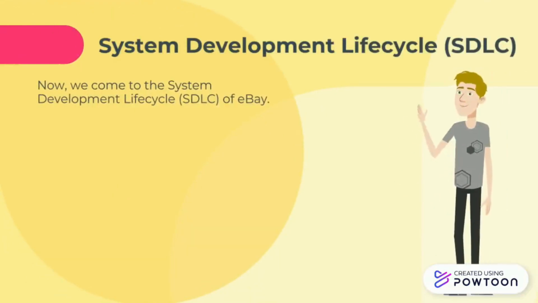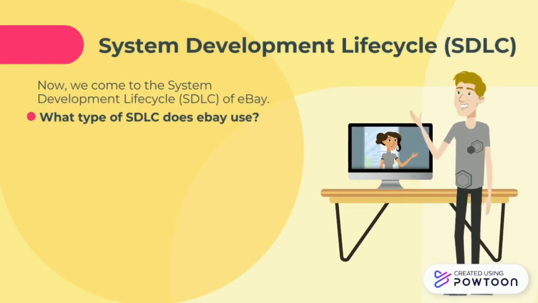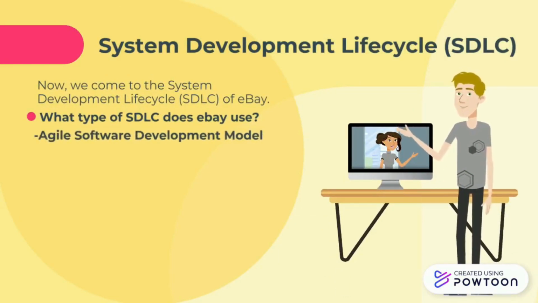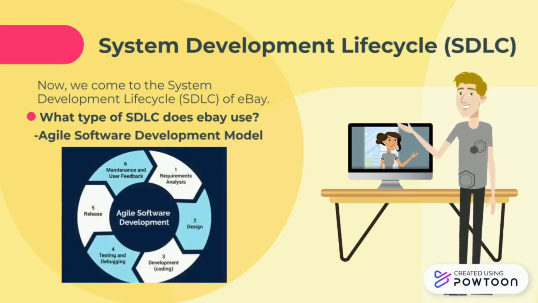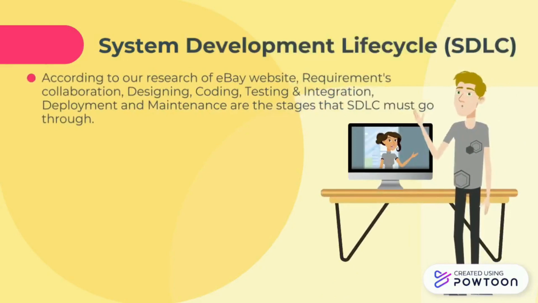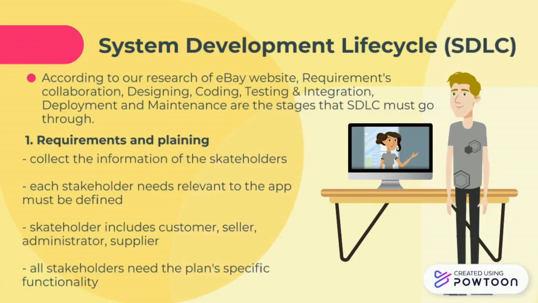So now we come to the SDLC of eBay. Basically, the eBay website is most certainly using the Agile model. This is because their website is always being updated and changing. According to our research on the eBay website, requirement, design, coding, testing, deployment, and maintenance are the stages that the SDLC must go through. The first is requirement and planning.